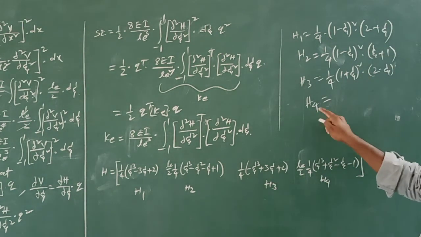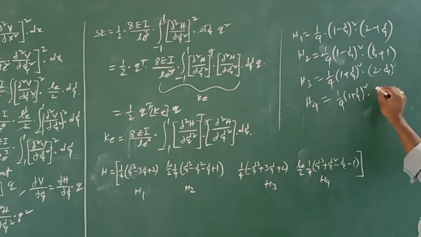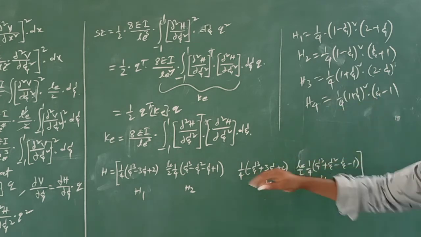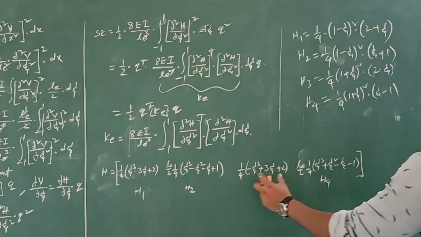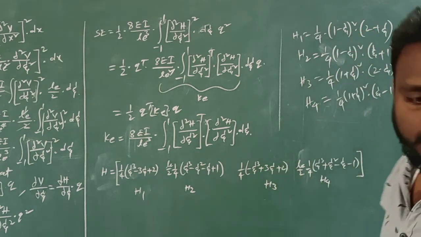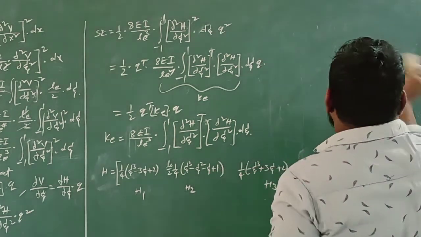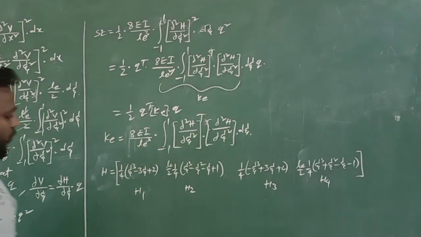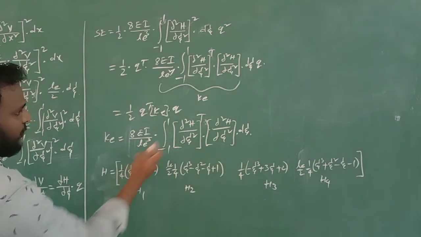So h4 is 1 by 4 into (1 plus j) whole square into (j minus 1). I have only split these equations into bracket form, because differentiation is very easy in this form. That's why I'm writing it like this. Now differentiate the H equation, the Hermite function, with respect to j.